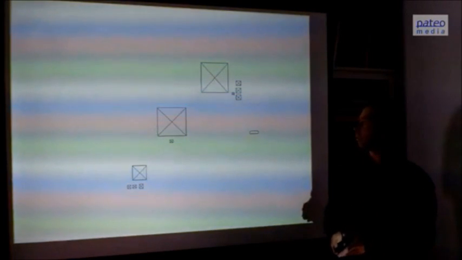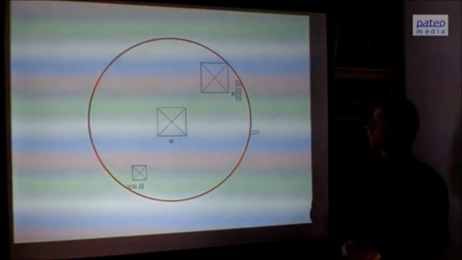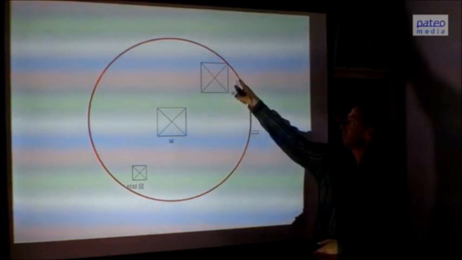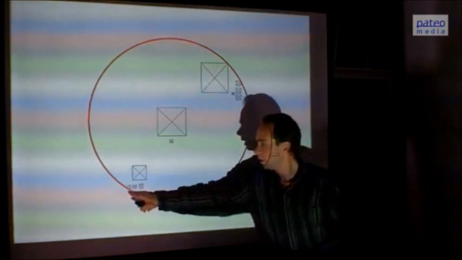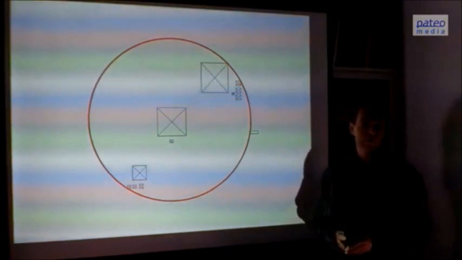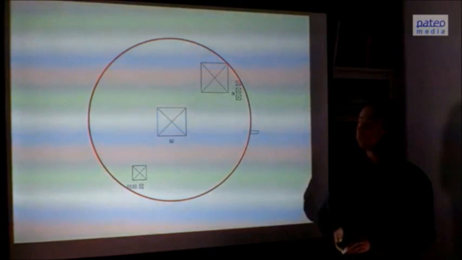So let's draw that circle. Here we see that circle. It exactly hits the northeast corner of the big pyramid, the greatest pyramid. Also here, and the Sphinx is sitting with its bottom on top of the circle. So that can't be a coincidence.